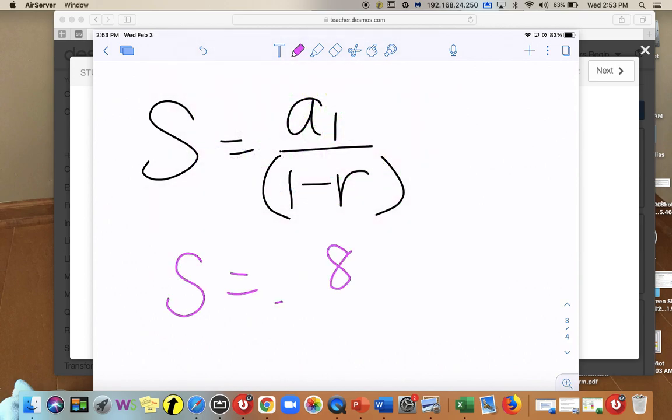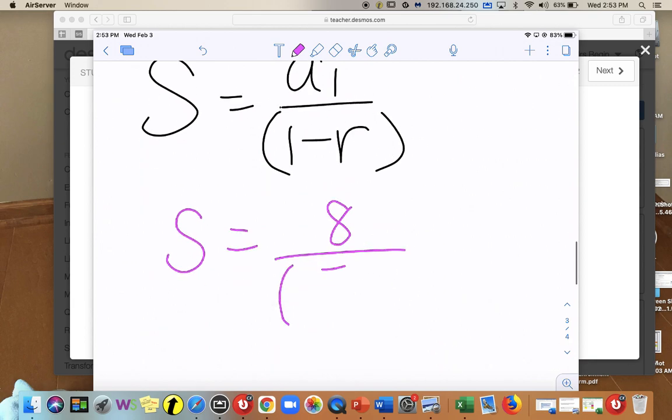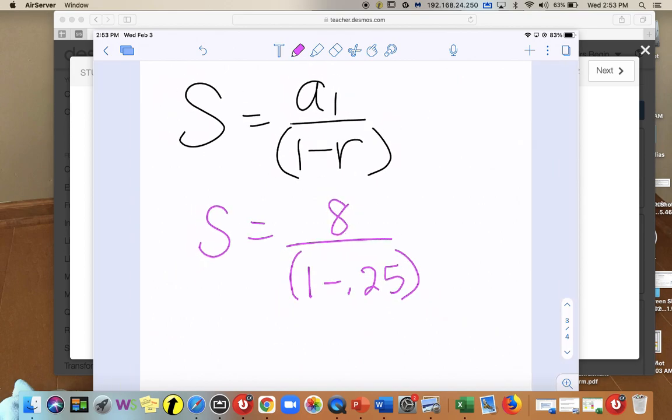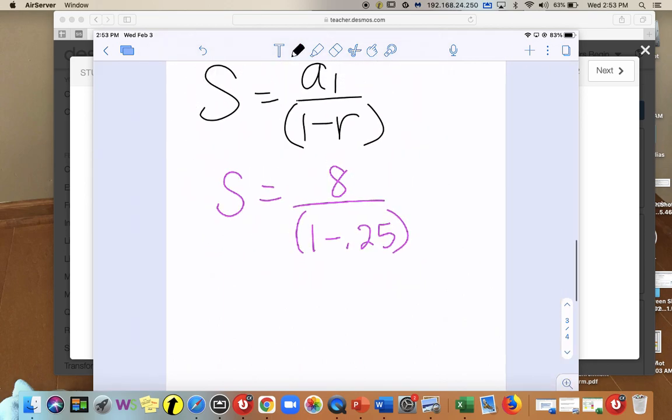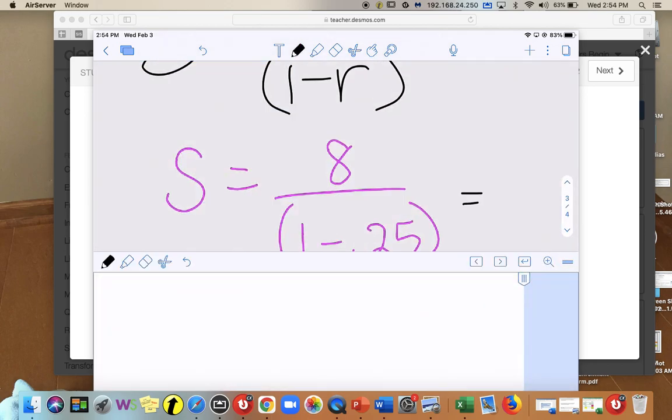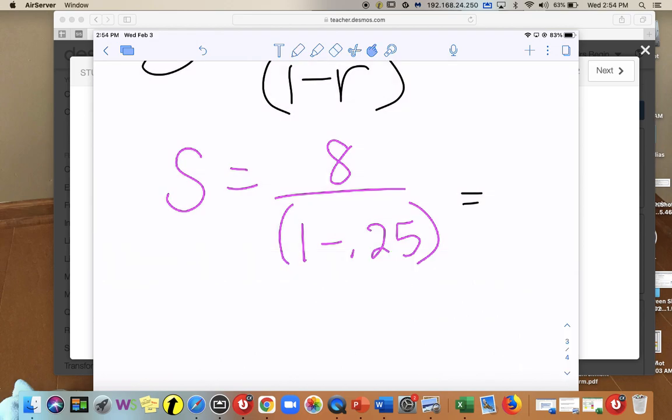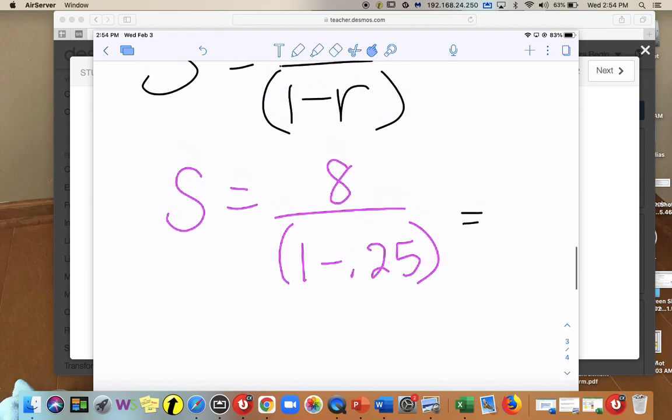So the first term is 8. In our calculator, we would do 8 divided by parentheses 1 minus 0.25. A lot of you know that the bottom, 1 minus 0.25, is the same as 0.75, because it's like $1 minus a quarter. So if you wanted to save a few calculator keystrokes, you could just type in 8 divided by 0.75.